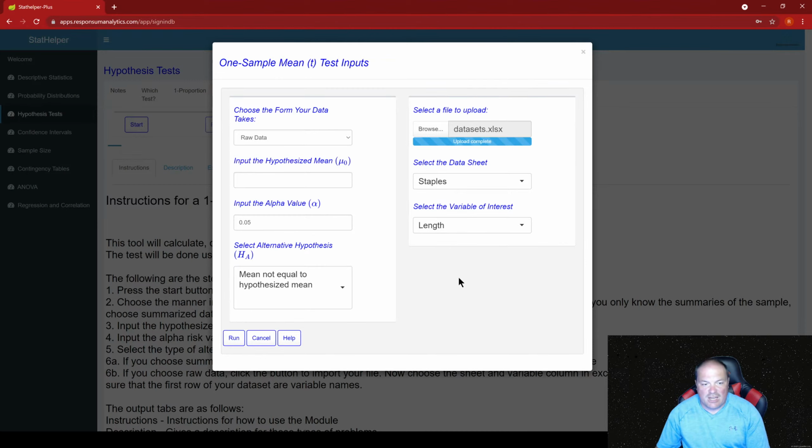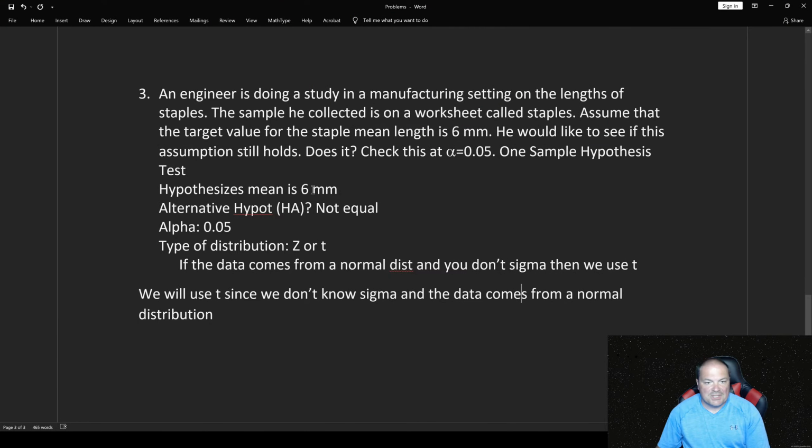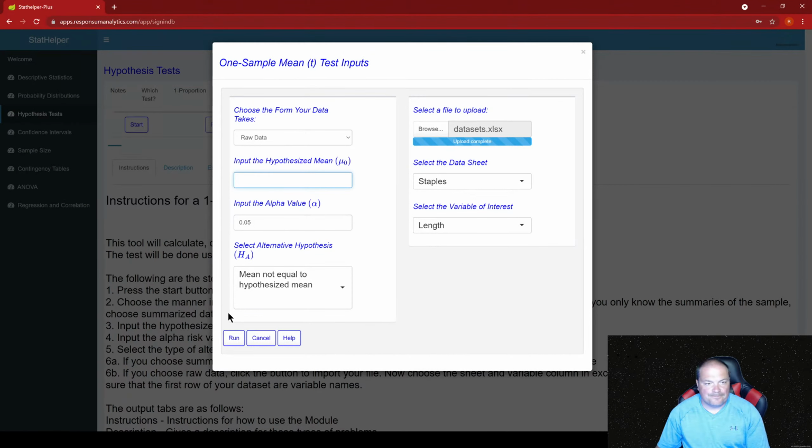Okay, so we've got our data in. Now we need to tell it some of these other things. Our hypothesized mean was 6. If you recall from the problem, hypothesized mean is 6. Okay, and our alpha value is 0.05.